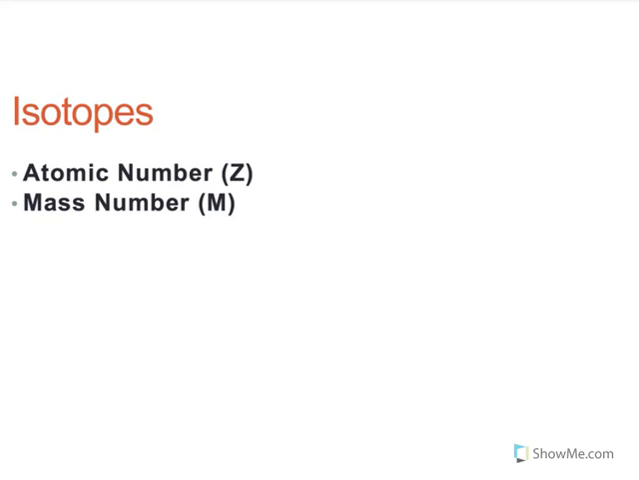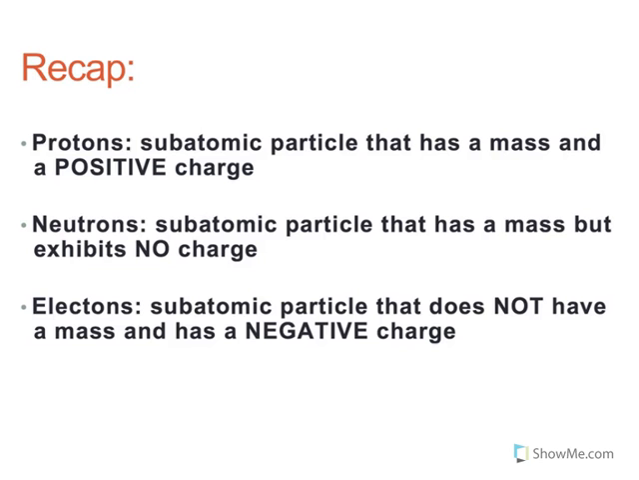First, we'll discuss how to recognize the atomic number Z and the mass number M, so that you may identify an isotope when you see one.